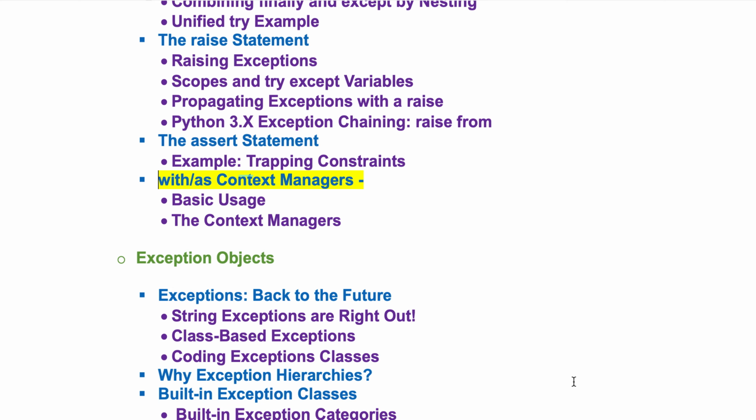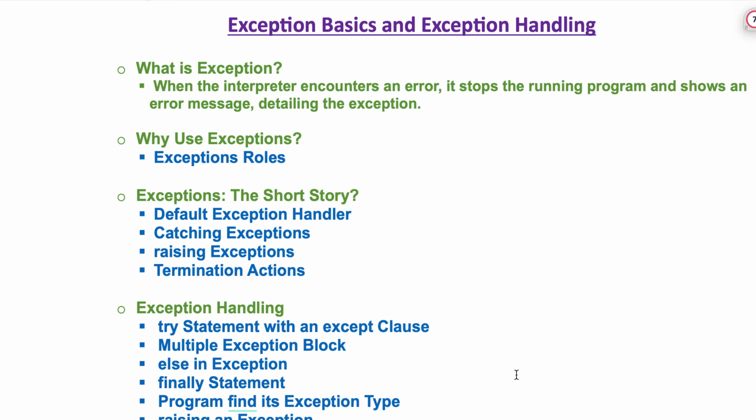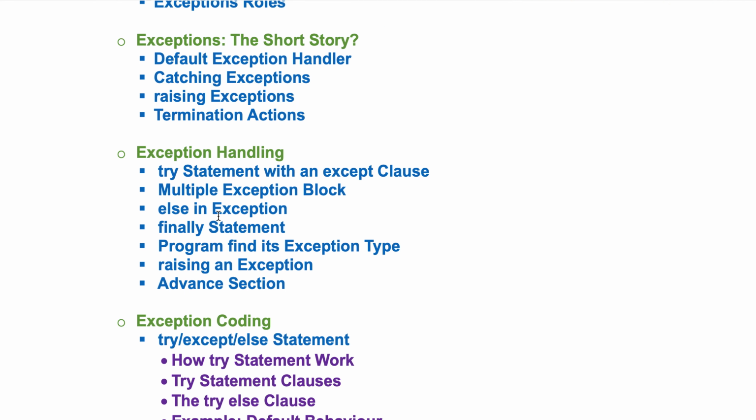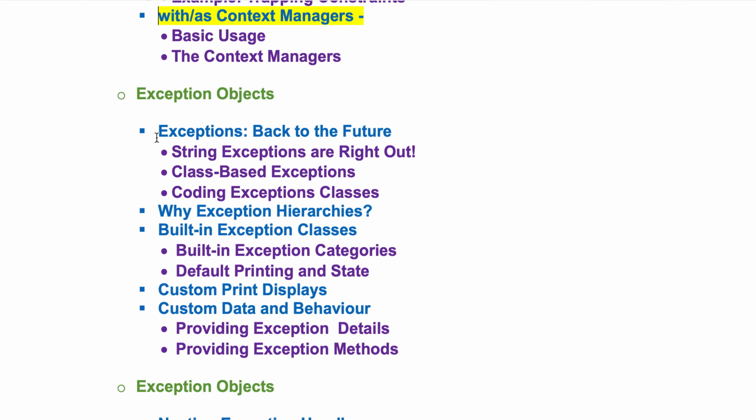Hello friends, today we discuss the Python course, and today's topic is exception basics and exception handling. In that we discuss what is an exception. When the interpreter encounters an error, it stops the running program and shows an error message detailing the exception. And then we discuss why use exceptions, exception roles, exception handling, exception coding, exception objects.